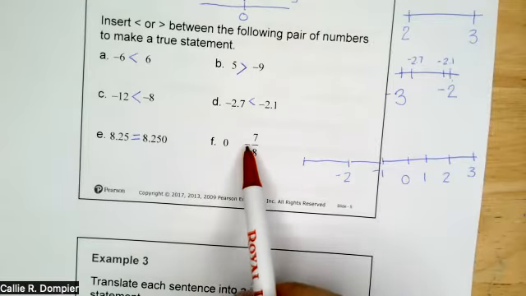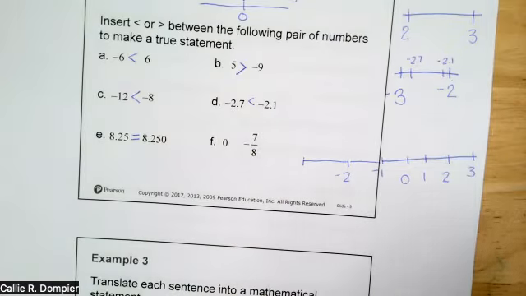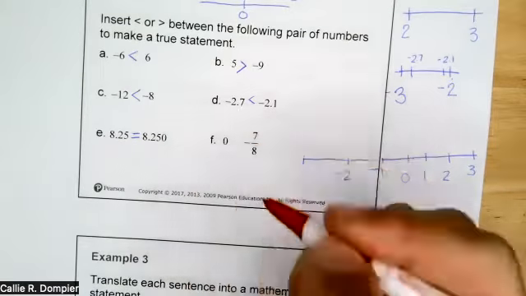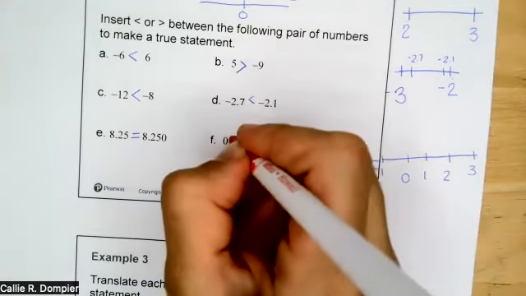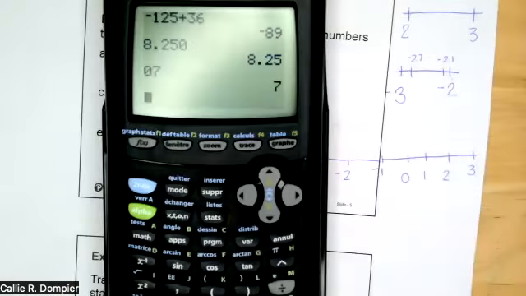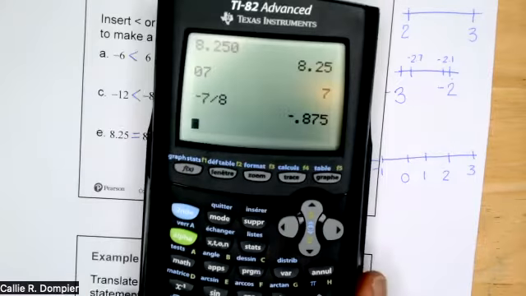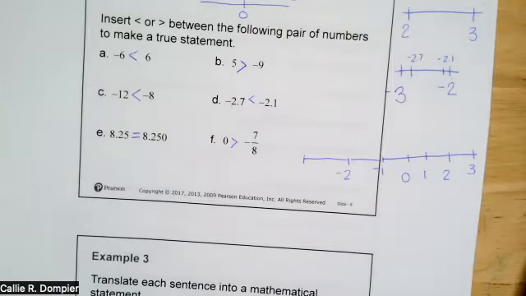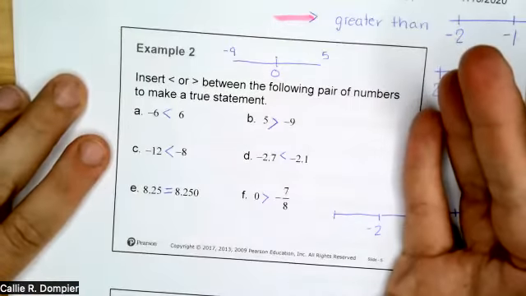Here we have 0 and -7/8. It doesn't even matter if you have any idea in your head what 7/8 is. This one's 0, this one's negative. So 0 is always going to be greater than a negative number. -7/8, it'll give you a decimal if that makes it clearer too. You can always do that if they're asking you for two different fractions. All right. So is that okay on greater than and less than?